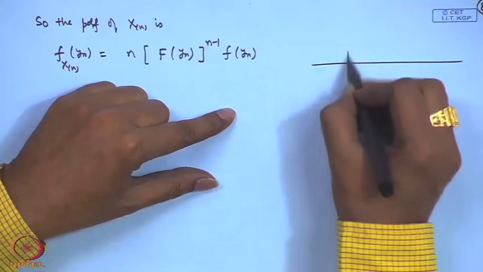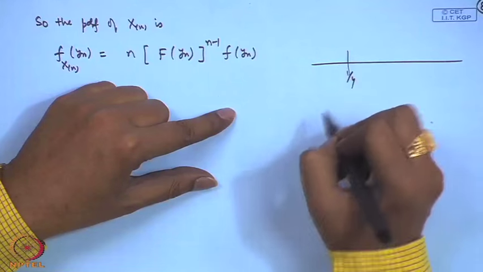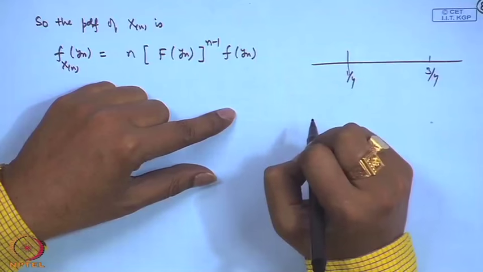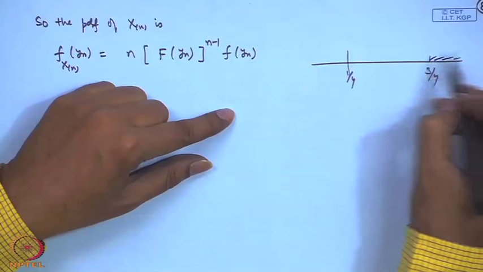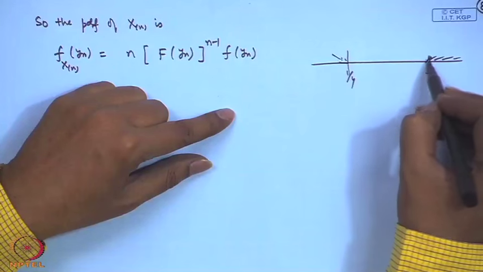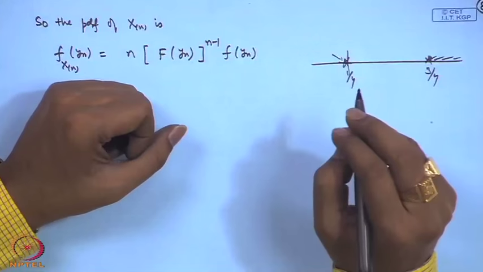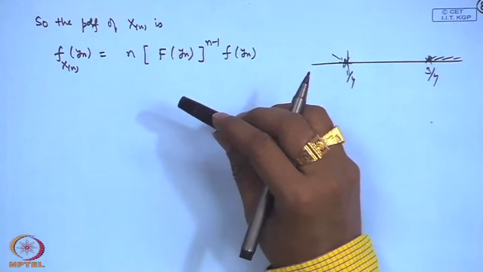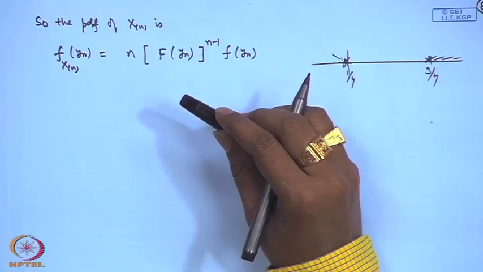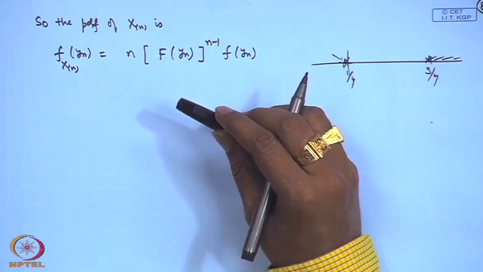So, for example, I may be interested in say 1 by 4th, or I may be interested in 3 by 4th. That may be our cutoff. So, what is the distribution of this point, what is the distribution of this point and so on. So, in general we want the distribution of the rth order statistic. So, let us discuss that.